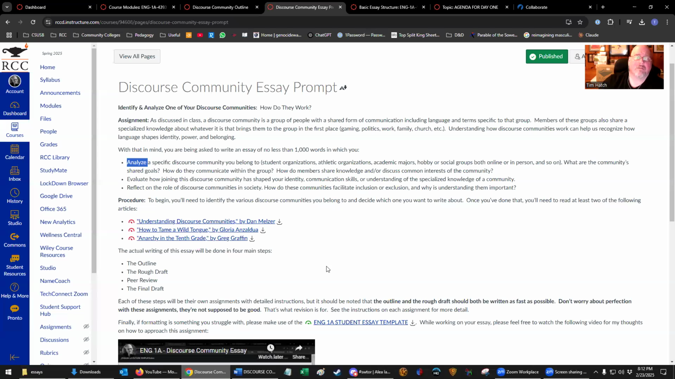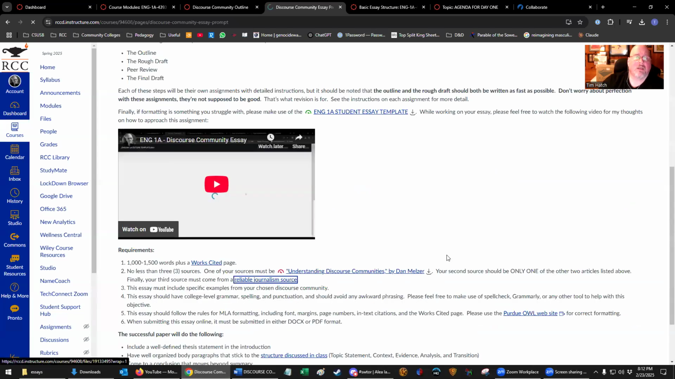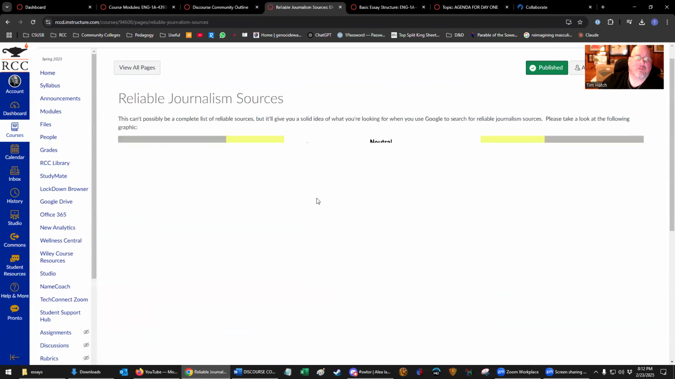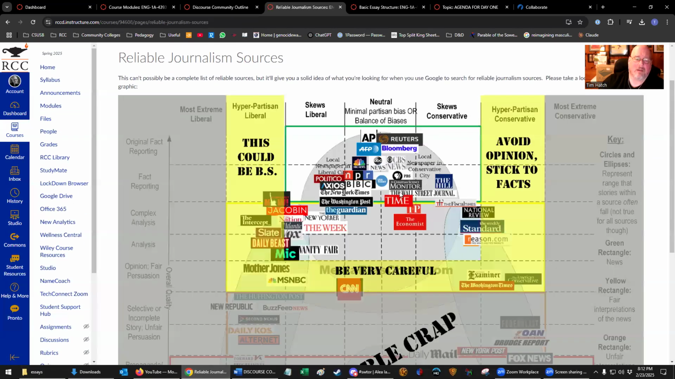Now, none of the reliable journalism sources in the diagram that I include with the prompt, let's actually look at it for a second. Nothing in here is about gaming. There are all kinds of specialized news sites for whatever it is, gaming or comic books or, I don't know, cosplay, whatever, that will absolutely be considered a reliable journalism source. CNN's not going to be talking about min-maxing gamers. They don't care about that crap.